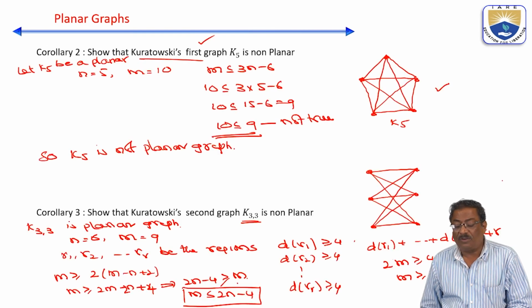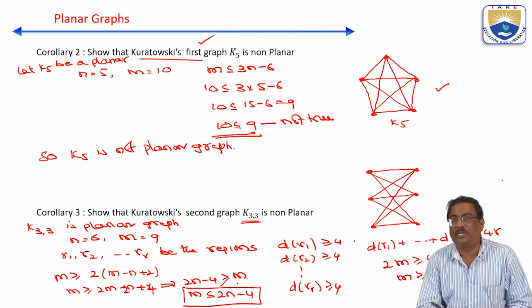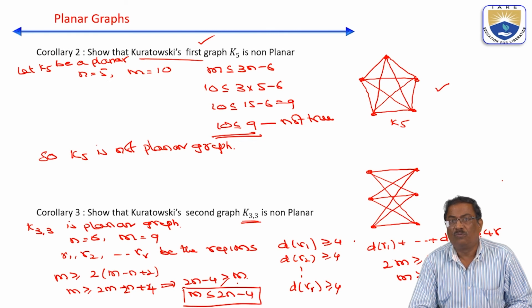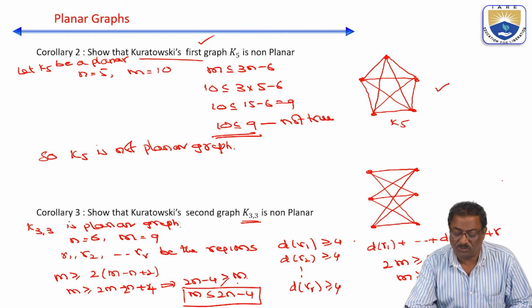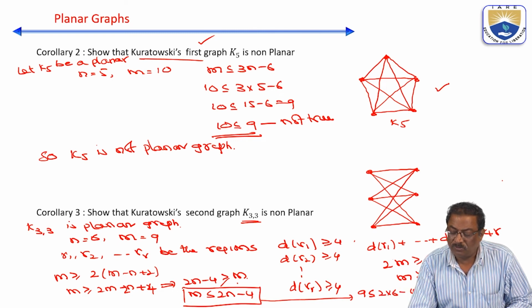Now whether that inequality is satisfied or not, we have to verify by substituting the number of vertices and number of edges we have. So N is equal to 6 and M is equal to 9. Substituting here, M equal to 9 must be less than or equal to 2 times 6 minus 4, which is 9 is less than or equal to 8. Which is not true.